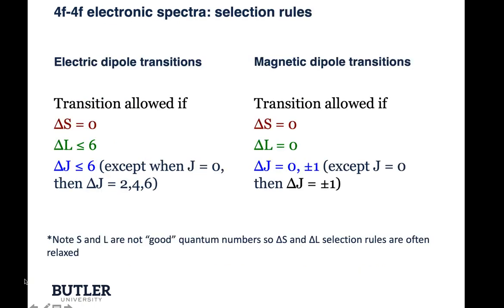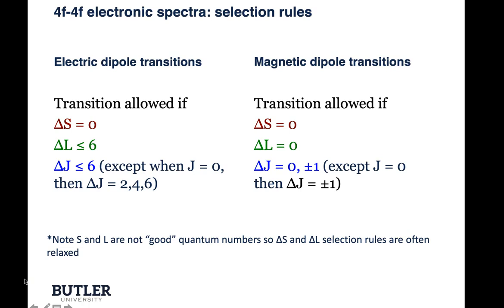All right. And so that gives us our line strength, how large a line would be. Now, if we look at the selection rules based on our term symbols between A and B, you can see that we have delta S. And so on the left, we have our electric dipole transition. We should have no change in spin. We have to have less than 6 change in the orbital angular momentum. And then that adds up to a less than 6 change in the delta J. Now, if J is equal to 0, so if one of the states is equal to 0, then you only get delta J of 2, 4, and 6 for electric dipole transitions.